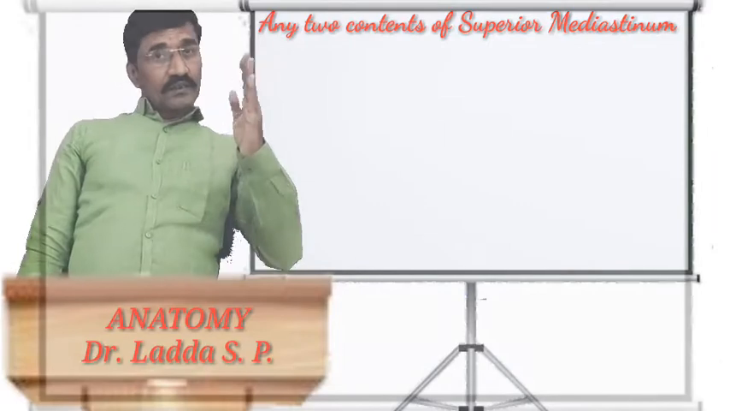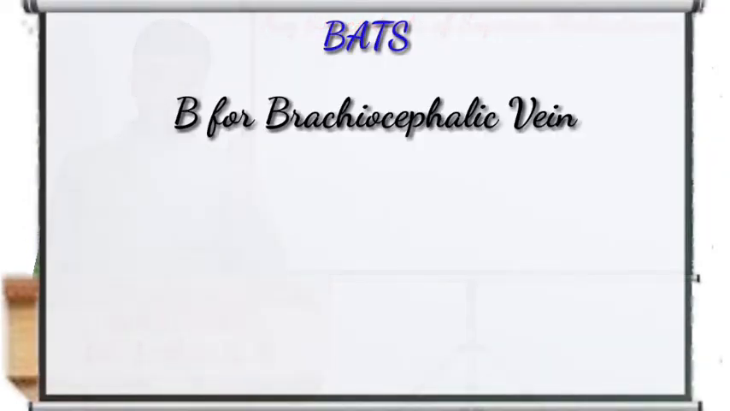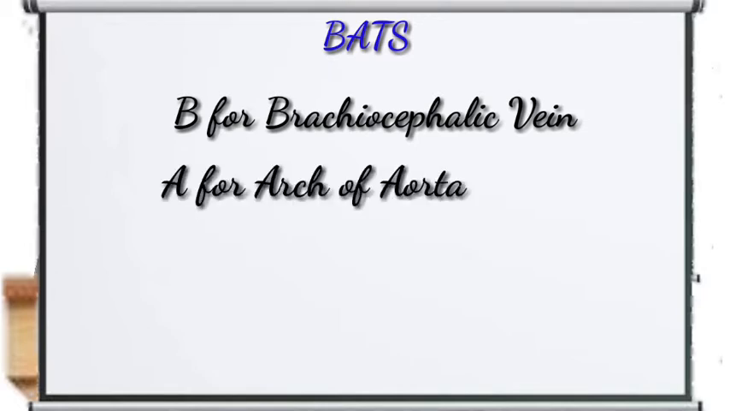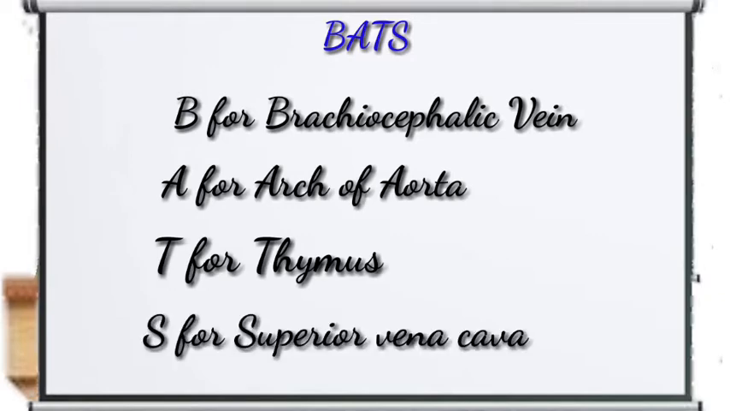Now separate the bats. B stands for brachiocephalic vein. Your A stands for arch of aorta. Your T stands for thymus. Your S stands for superior vena cava. Bats: B stands for brachiocephalic vein, A stands for arch of aorta, T stands for thymus, and S stands for superior vena cava.